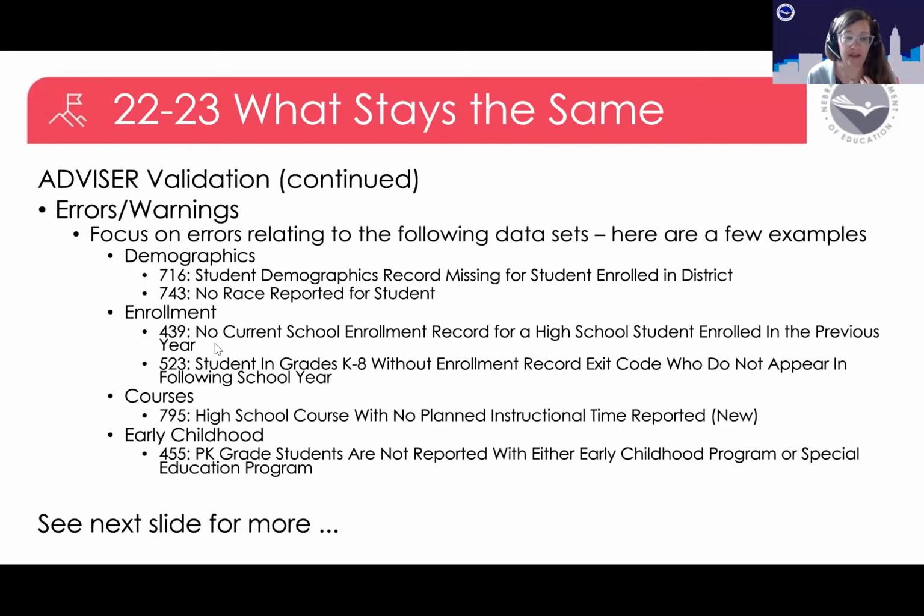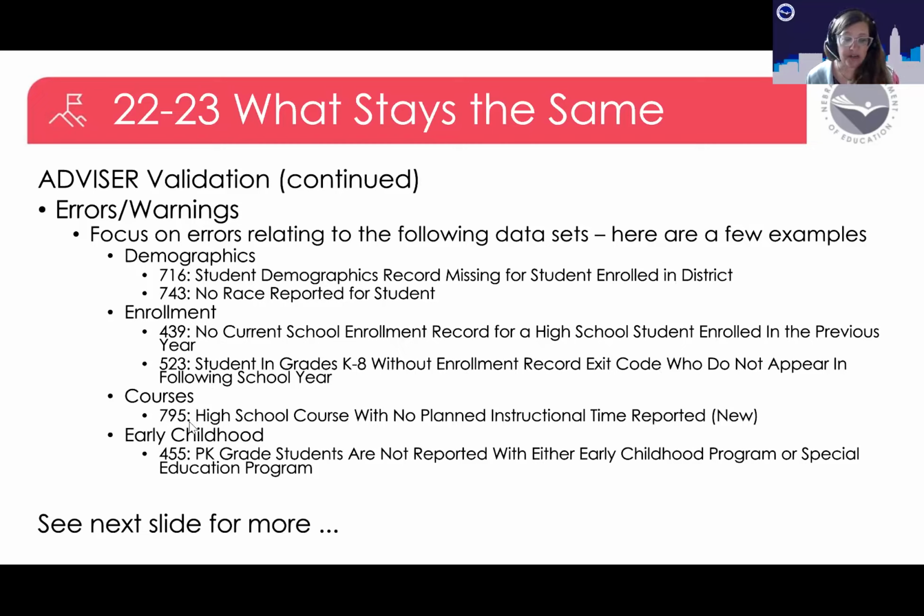When it comes to enrollment, maybe no current school enrollment record exists for a kiddo that was enrolled last year. What happened to this kid? We haven't seen anything in advisor that indicates that this kiddo has been exited, transferred out, whatever. So we want to make sure that you're reporting that now, because last year there was no exit information. Another enrollment error we see a lot is a student in grades K through 8 without an enrollment record, exit code, same thing, who do not appear in the following school year.